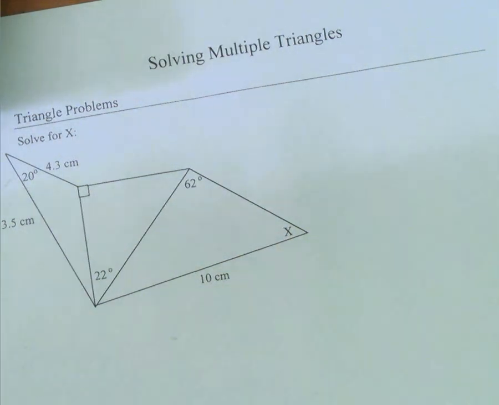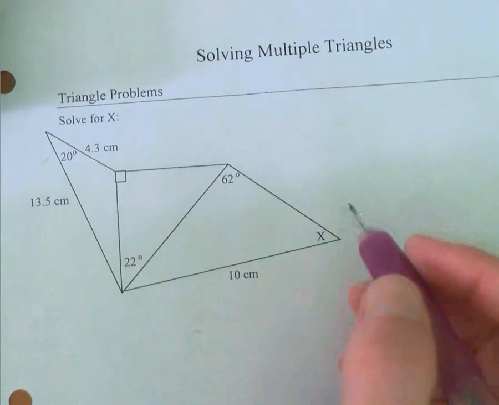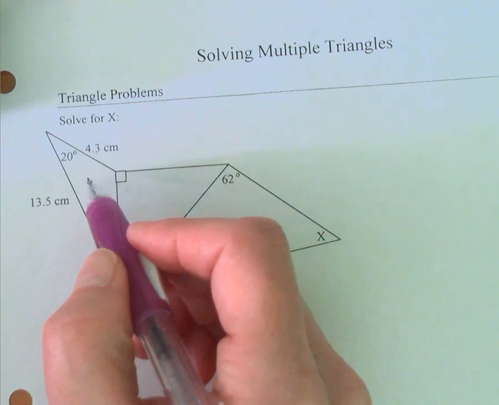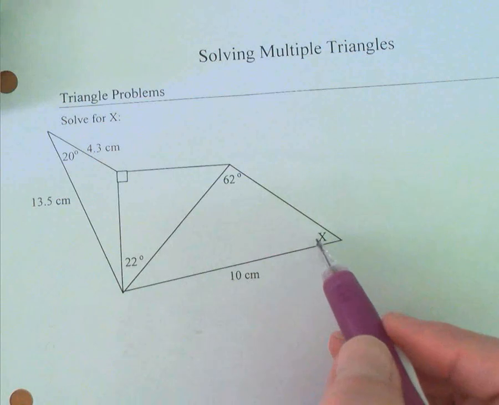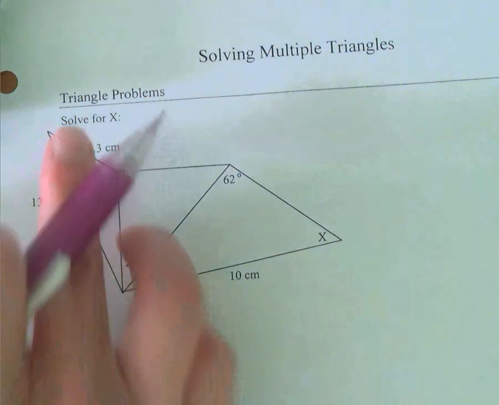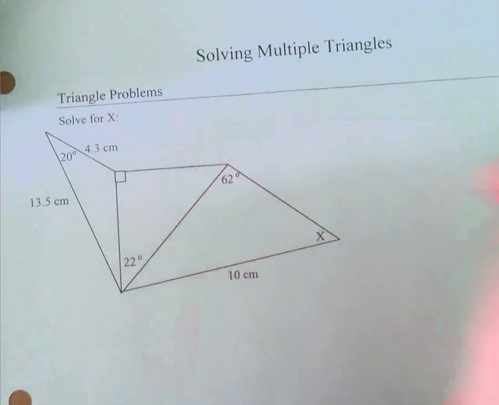Okay, so we're going to be solving multiple triangles. The value I want is x. It's all the way over here in this triangle. So I need to start all the way back in this triangle and work my way through them to get to the value of x. The first thing I want to do is look at the triangle way back here.